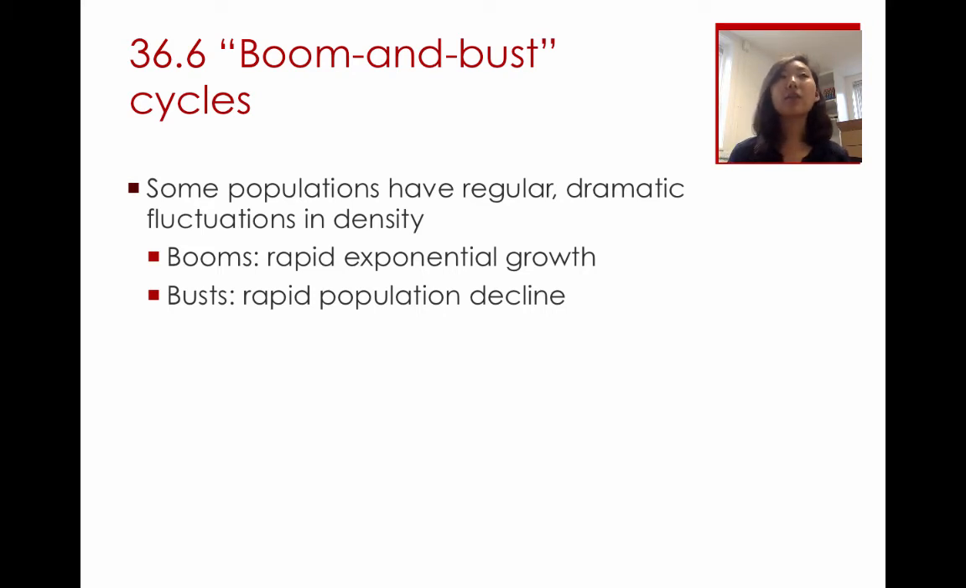Okay. Some populations naturally have what are called boom and bust cycles. That means that they don't really have a stable population size. They regularly have this fluctuation where there'll be an increase in population size, then a decrease, and then it'll increase again, et cetera. Booms are when there's a rapid exponential growth, and bust is when you have a decrease in the population.